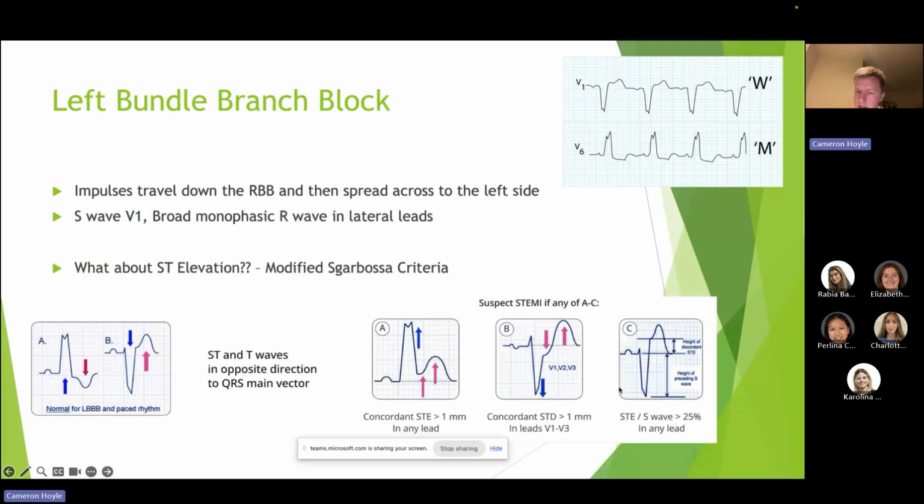Or if you've got ST elevation that's taking up greater than 25% of the S wave in any of the leads, then that signifies a STEMI. Important to note in the context of chest pain, a new left bundle branch block, regardless of the Sgarbossa criteria, should be treated as a STEMI. So that's a little nuance to the Sgarbossa criteria. Has anyone got any questions about the Sgarbossa criteria before we move on? Because I appreciate it's a little bit confusing.